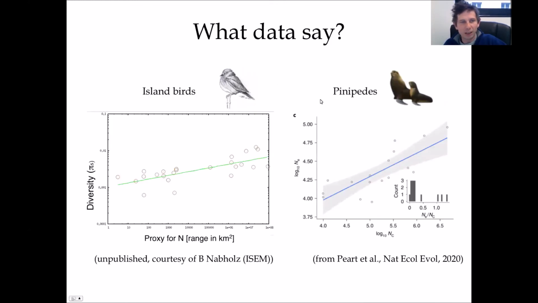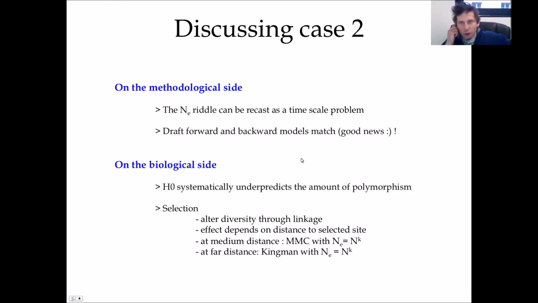What are the data telling us? Just look at the birds. If you look at diversity and population size, there is probably a power law. And recently there has been a paper with pinnipeds, and again they pointed to a power law between the population size and the diversity, which is the effective population size. So just discussing this, I think the riddle of diversity can be recast as a timescale problem, right?